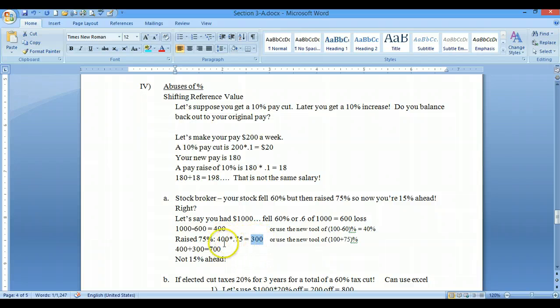400 plus 300 gives me 700. Am I ahead by 15% from my original? If I had $1,000 and now I'm at 700 after my 75% increase, I am not 15% ahead. In fact, I still haven't even broken back to be even after my 60% loss. Why is this? Because the reference value changed. 60% of 1,000 dropped me much less than 75% of 400. Even though it's a bigger percent, it's a smaller number to work with.